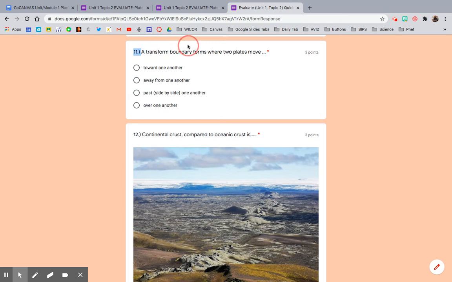Number 11, a transform boundary forms when two plates move how? So remember our hand signals and transformers. Do they move towards one another? Away from one another? Do they move past or side by side? You could also say slide past one another. Or do they move over one another?